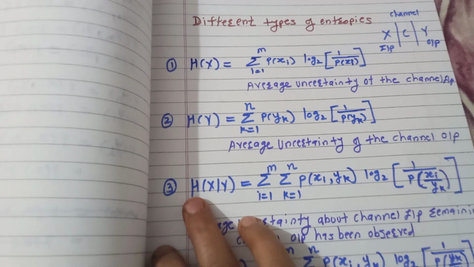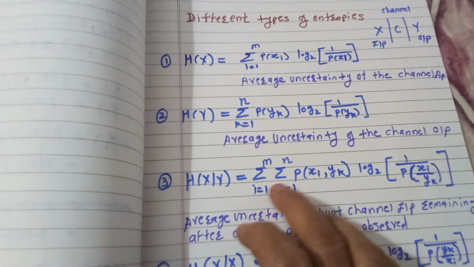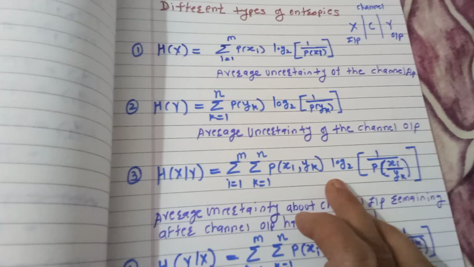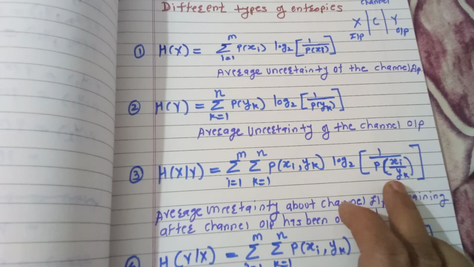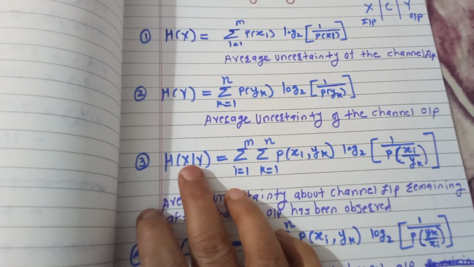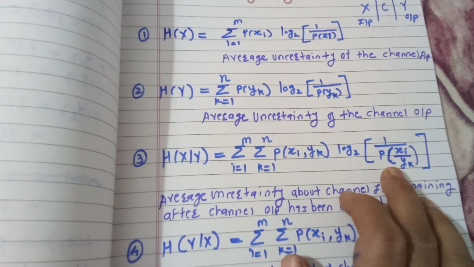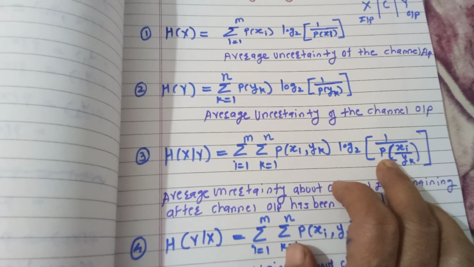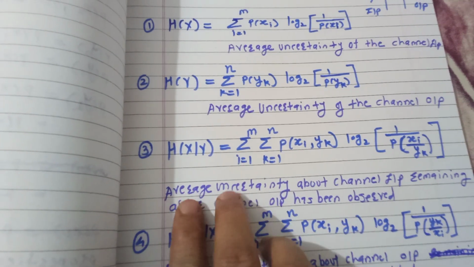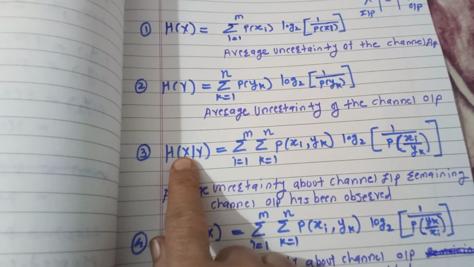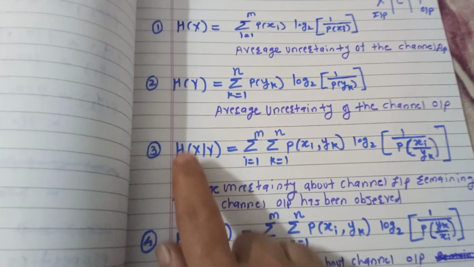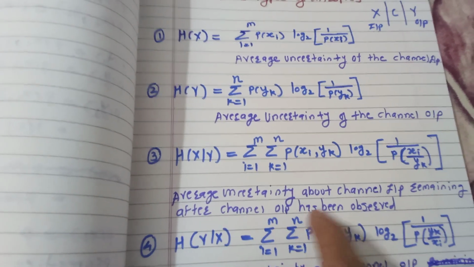Next, this is the conditional entropy. H(X given Y), summation i equal to 1 to m, summation k equal to 1 to n p(xi, yk), the joint probability, log2 of 1 by p(xi given yk). This is the conditional probability. So how do you remember this formula? Here this probability is a joint probability, and in the log there is conditional probability. This is average uncertainty about the channel input remaining after channel output has been observed.